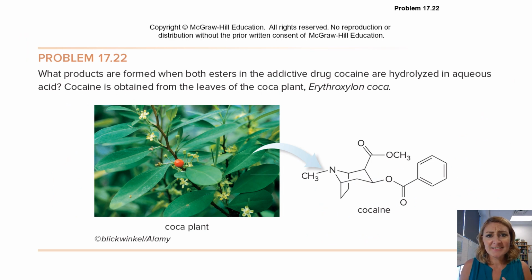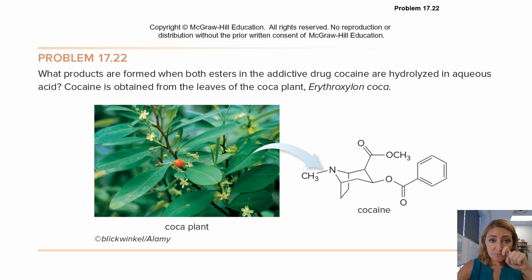All right, so this is kind of an interesting application question. So the question asks us what products are formed when both esters and the addictive drug cocaine are hydrolyzed in aqueous acid. All right, as we may or may not know, based on how many movies we've watched on cocaine, cocaine is obtained from the leaves of the cocoa plant.